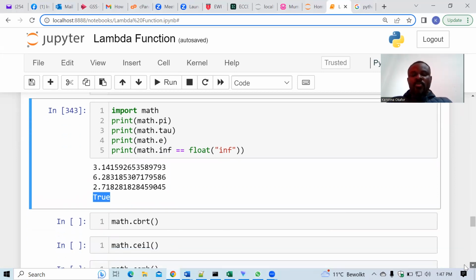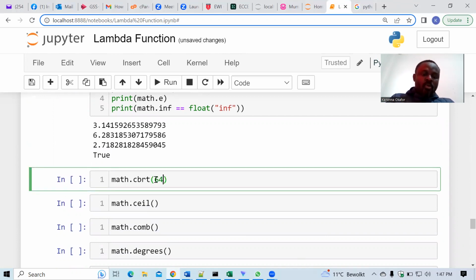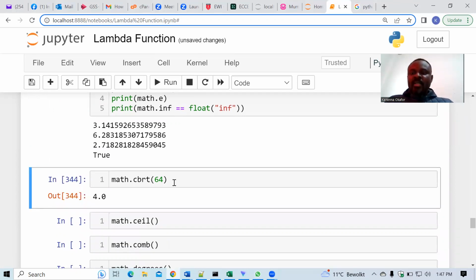Okay, so guys, let's go straight into the methods available in the math module. The cube root, cbrt. The cbrt method there, it takes an argument, right? And that argument is used to compute the cube root of the number provided. So if I say 64, what will be the cube root of 64? Voila, 4. And the return value is a floating point number, 4.0 in this case. Okay, so that's how to use the cube root.